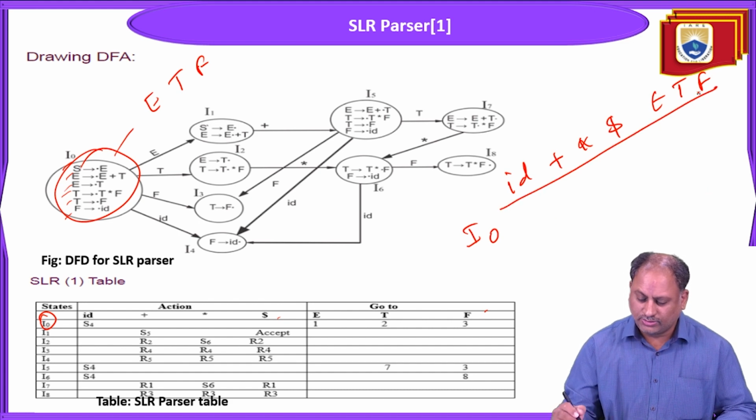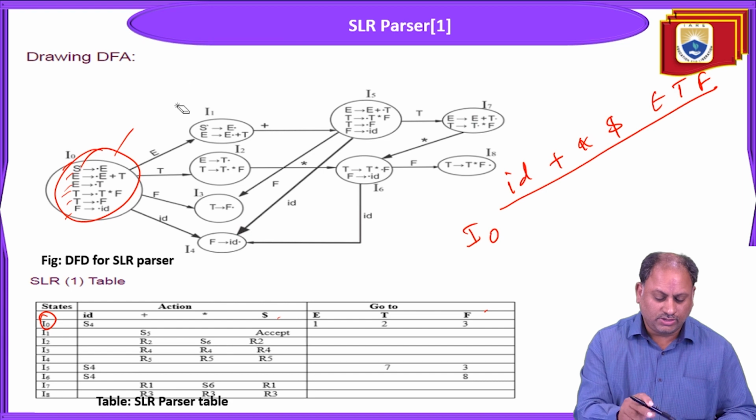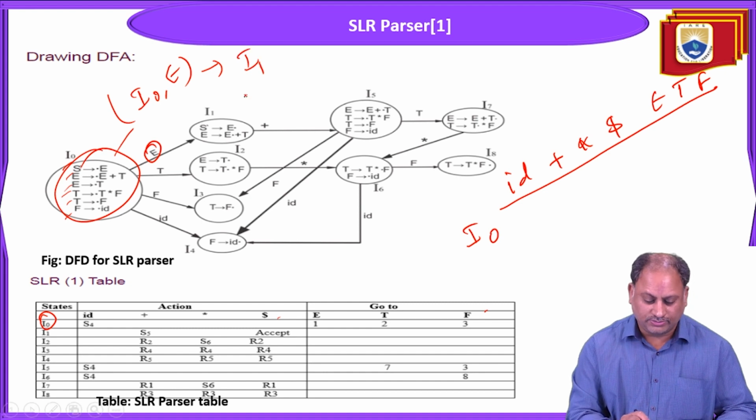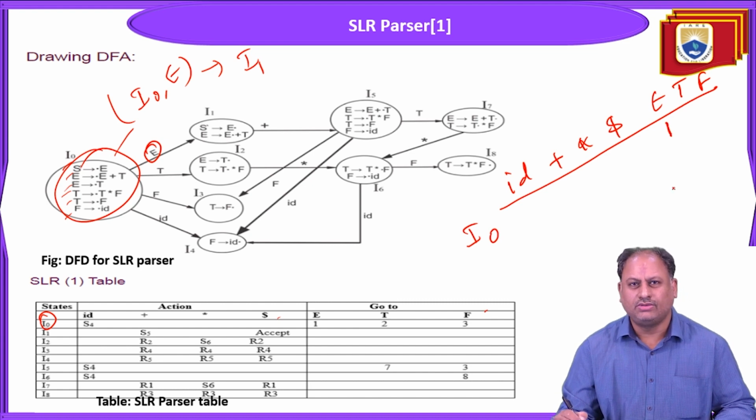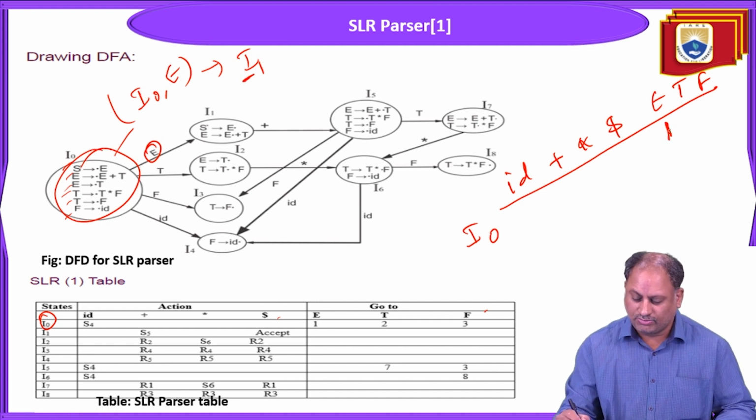Now for this row, what are the states? What are the symbols? For example, here in the state diagram, I0 with closure operation on capital E, that is moving to one more state, I1. So that's why in place of capital E, we have to write go to which state it is going. Which state is it going to? I1. So that's why we have to write 1 in place of E.